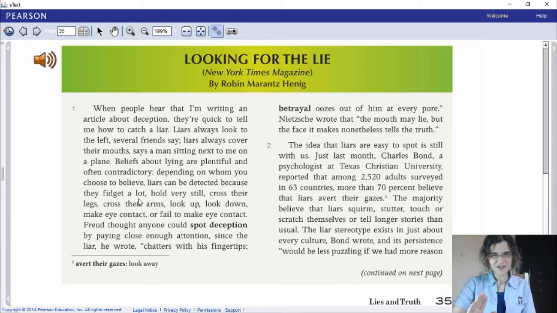Okay, now pause your video and skim your text. And while you're doing that, please annotate it. Good luck.